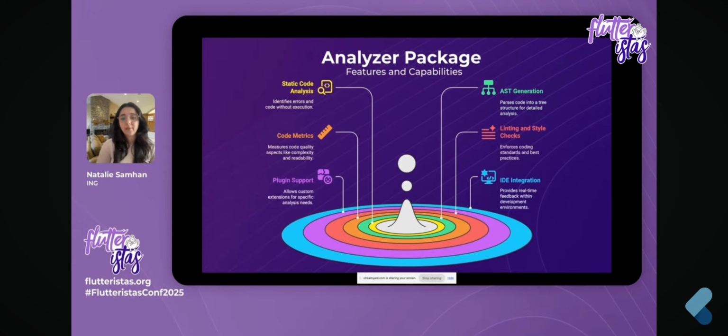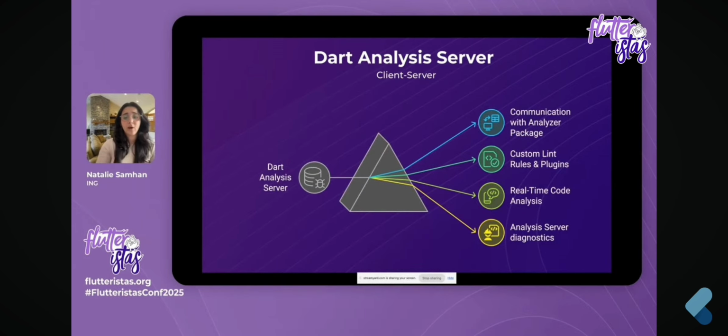Now, what's really great about this package is that it includes a comprehensive API that can parse, analyze, and transform Dart code in real time, making it a great tool for building custom analysis tools like custom lints. Now, if you're wondering how we can get all this feedback in real time, this is because the Analyzer package has a client-server connection with the Dart analysis server. And this provides real-time code analysis.